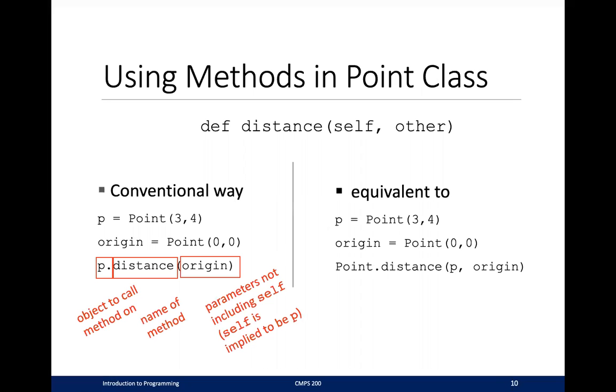There's also the other way, which is to call it using the class name. So I'm saying Point dot distance, the name of the class, with an uppercase P. It's as if I'm calling this function distance, and now I have to pass two arguments to it, self and other, because I'm not calling it with a particular instance of type Point. I'm calling it using the class. So it expects two parameters. Here P would be self and origin would be other, and it should give me exactly the same value.